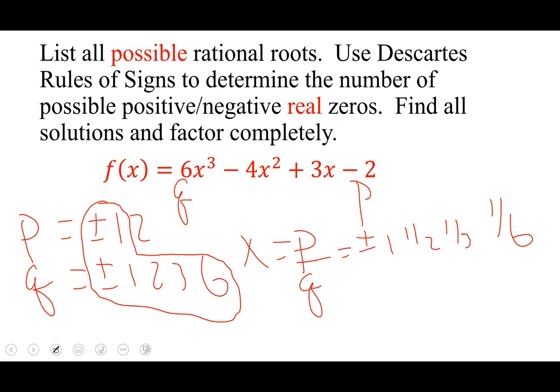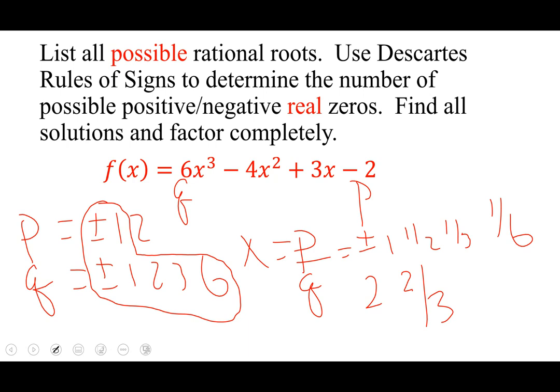Then I'm going to do my other p, which is 2 over all my q's. So that's going to give me plus or minus 2 over 1, which is new. 2 over 2 is 1, which I already have. 2 over 3, which is new. And then 2 over 6 becomes 1/3, so I'm not going to write that a second time.